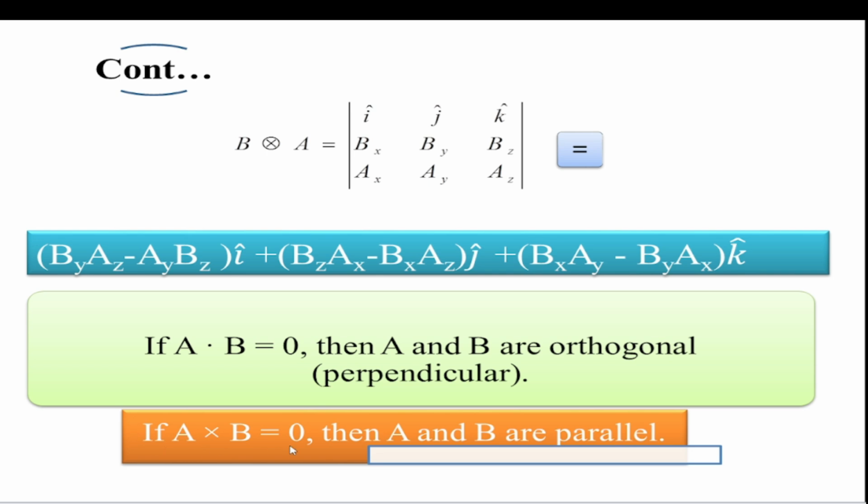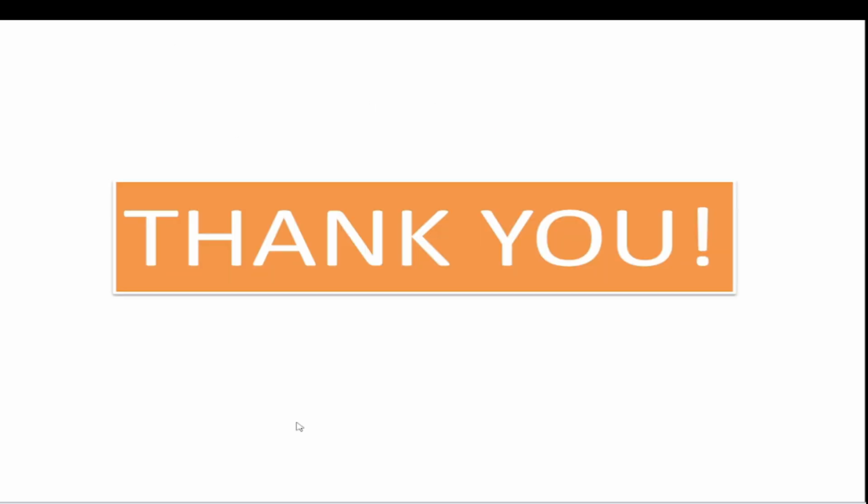If a cross b is 0, it tells us vector a and vector b are parallel to each other, or the angle between them is 0. So sin 0 is 0. This is all about it.